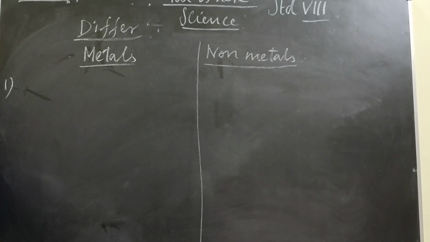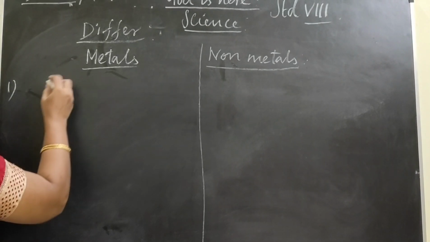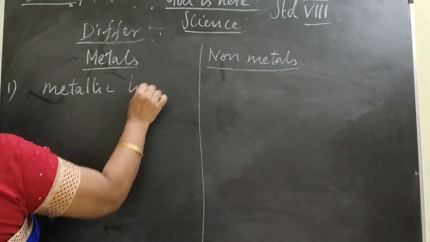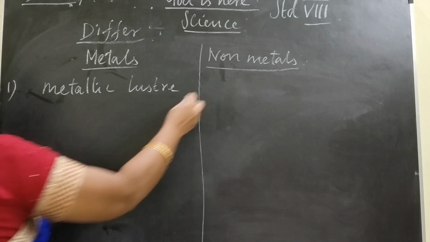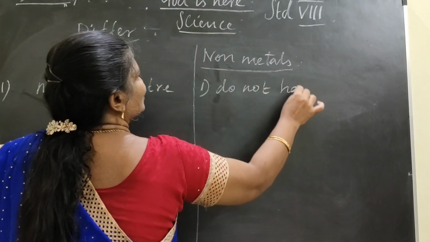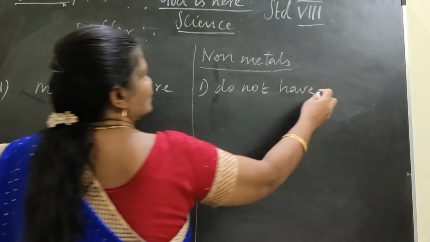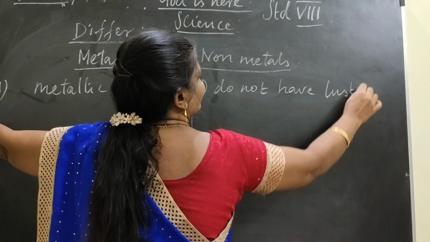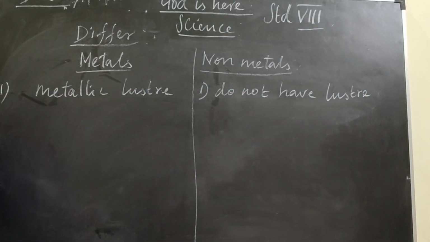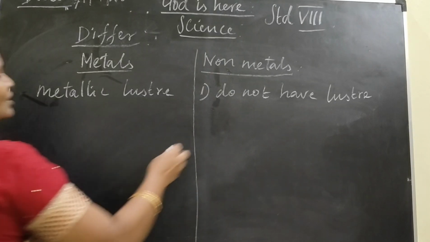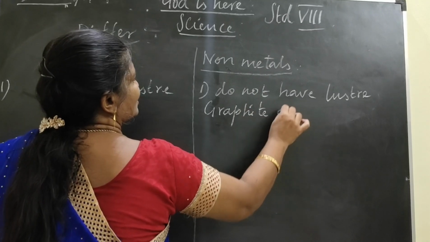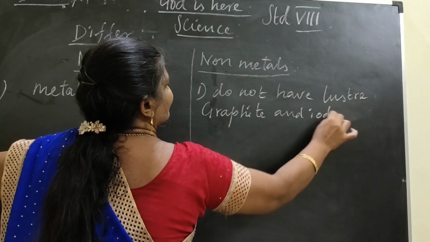See the first difference. First one, metals have metallic lustre. Non-metals do not have lustre. Say the exception, say all of you, except graphite and iodine.